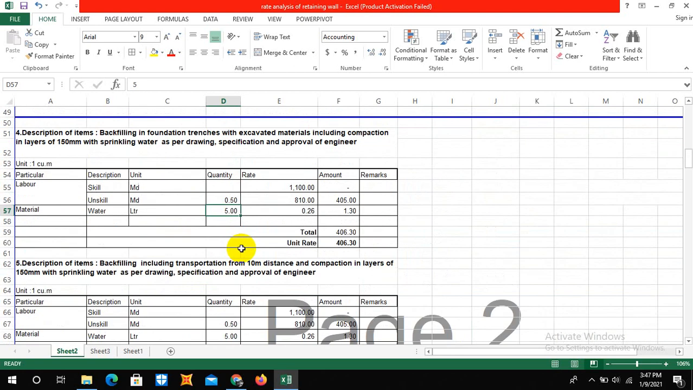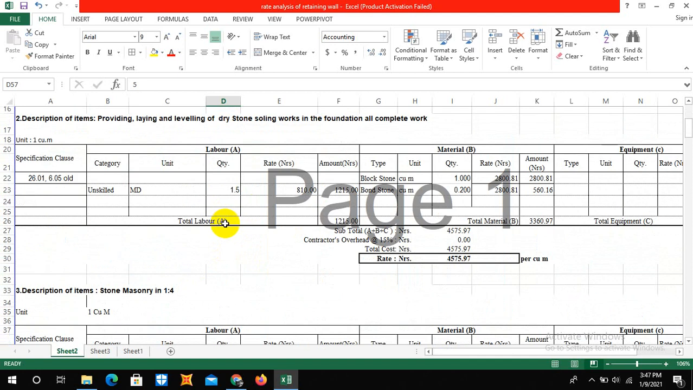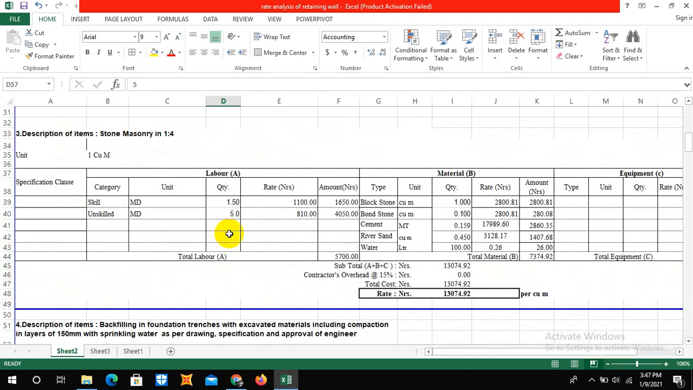Well, you can simply do the rate analysis of retaining wall as I have explained to you. I hope you have understood it.